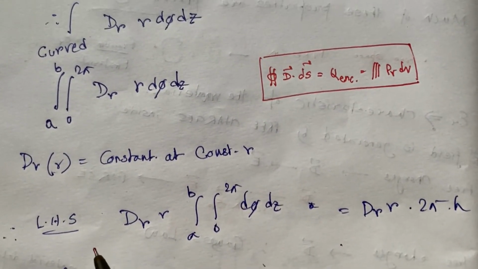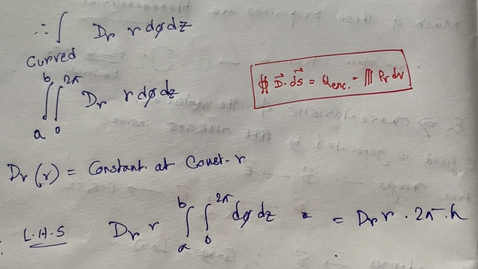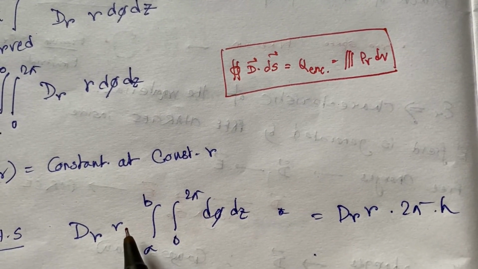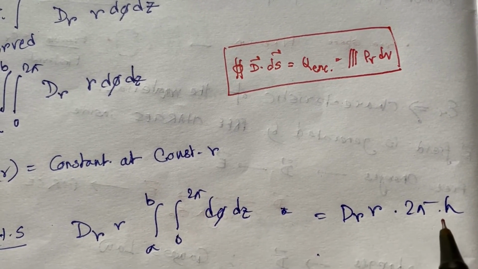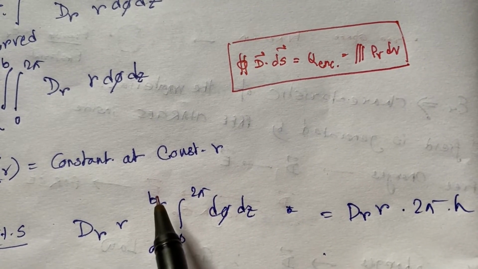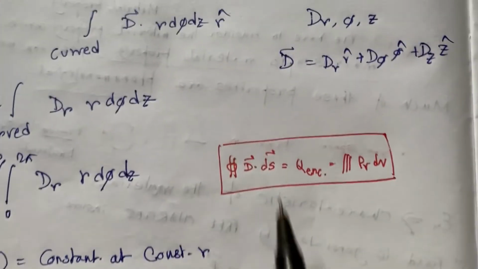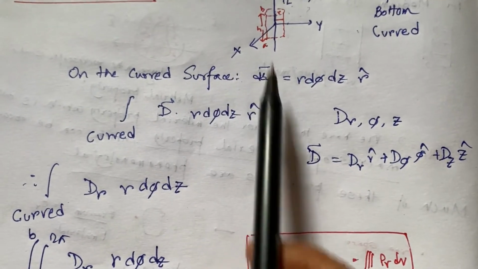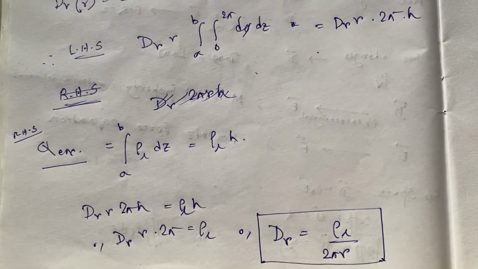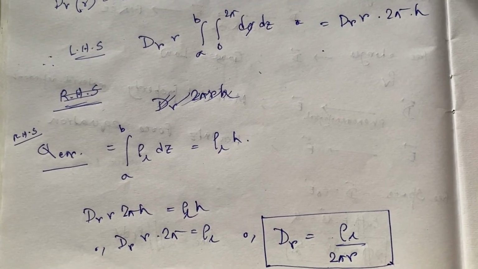So the left hand side of Gauss's law looks like this, because for a constant r we have taken it outside the integral. dr r dφ gives me 2π and dz gives me h, that is the difference between point A and point B, which is nothing but h, as we can see from the cylinder itself. And what is the right hand side of the equation of Gauss's law?